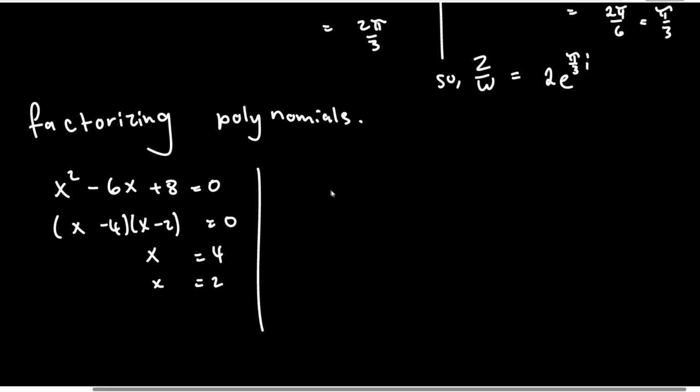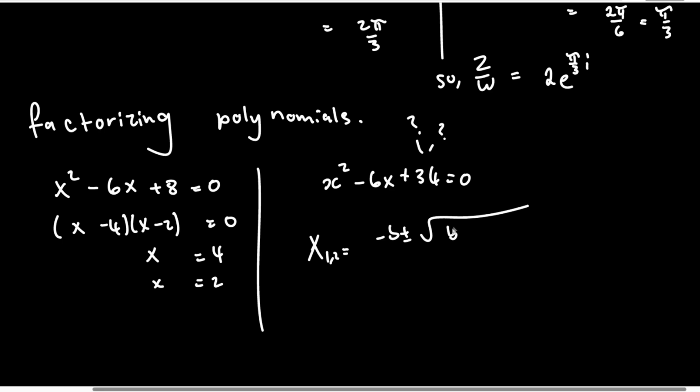But now, what if we're given something like x squared minus 6x plus 40? In this particular case, it's very hard for me to figure out what multiples could potentially give me -6. So whenever you're in a situation like this, step 1, chuck it into the quadratic formula: -b plus minus the square root of b squared minus 4ac, over 2a.